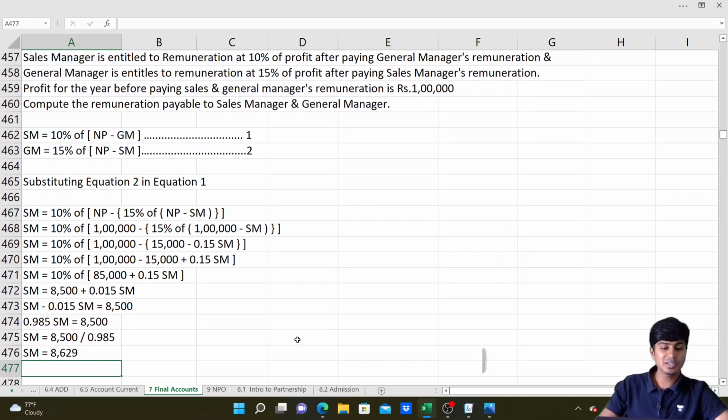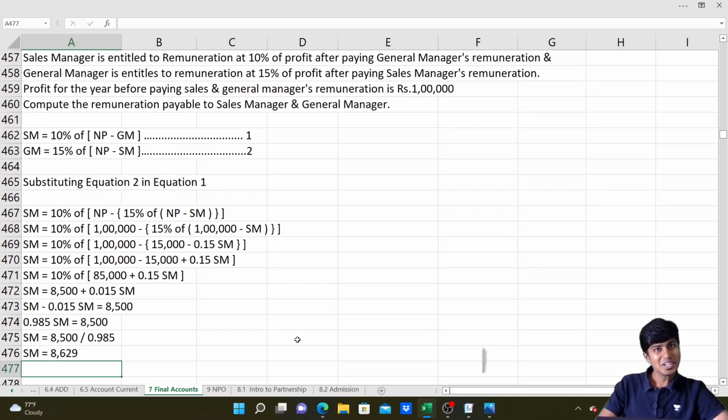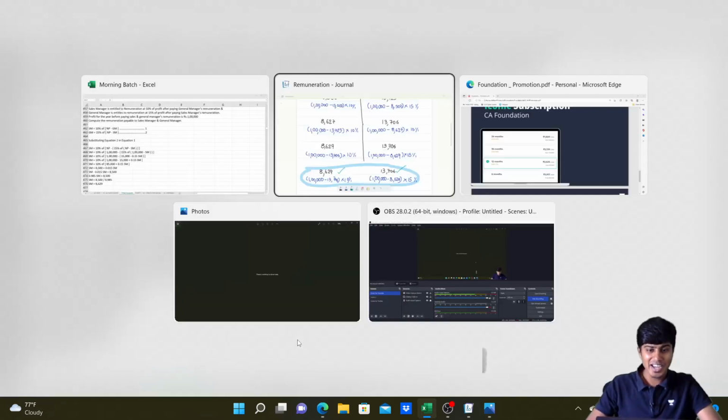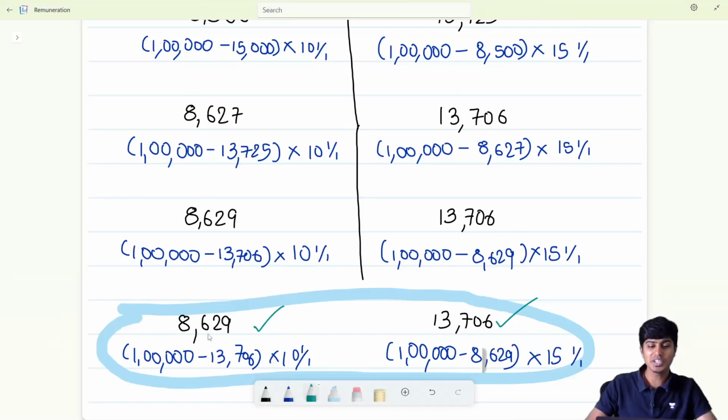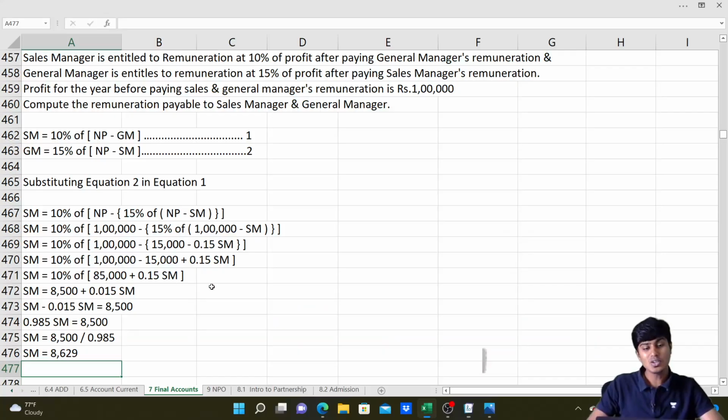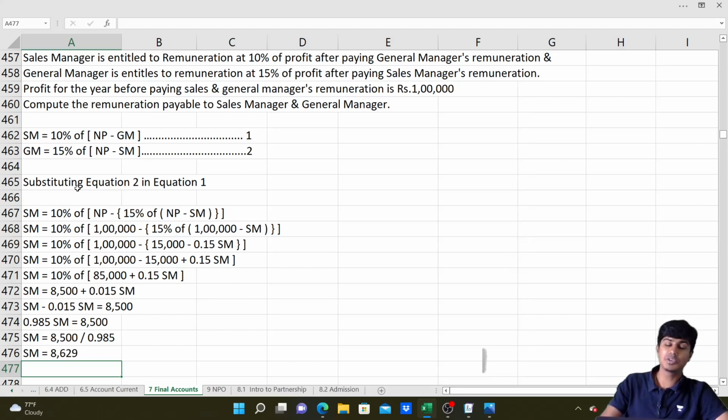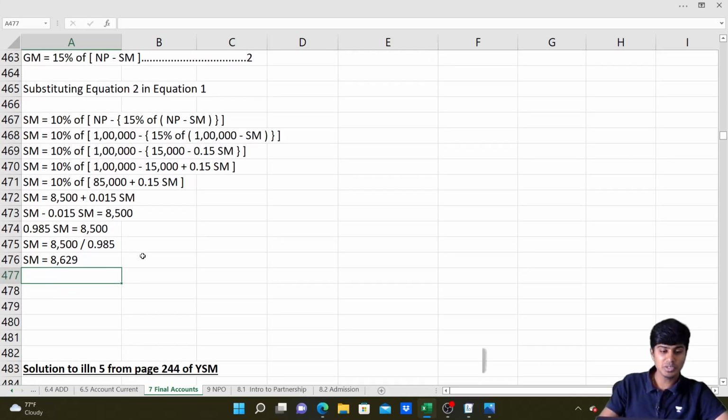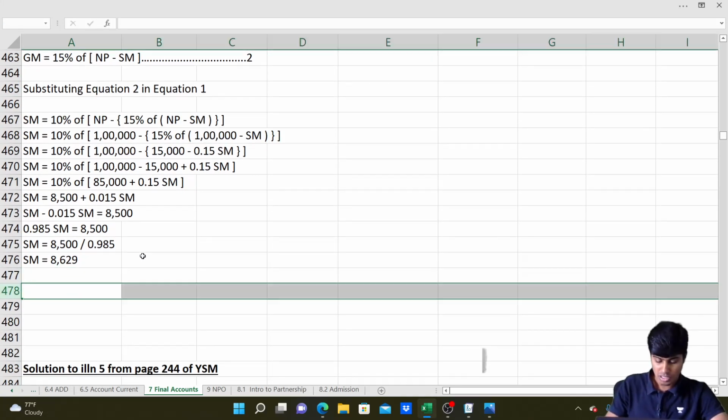So how much is sales manager's remuneration? 8,629. That's the same answer as we found here. See here, 8,629. Is this the end? No, no, no, no, no. We just found sales manager's remuneration. We need to find general manager's remuneration. How do we find general manager's remuneration? Now, substituting sales manager's remuneration in equation 2.